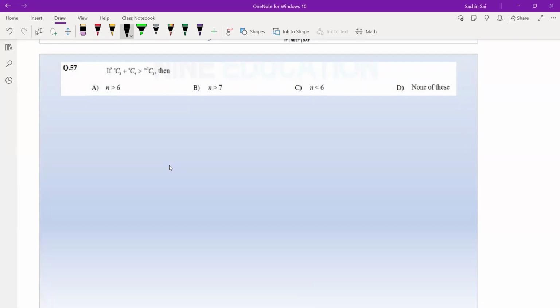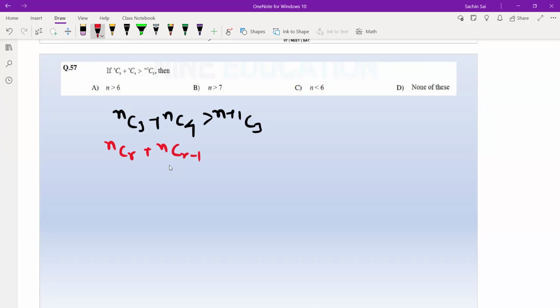Question 57, NC3 plus NC4 is greater than n plus 1C3. So I have NC3 plus NC4 greater than n plus 1C3, right? Now what do you notice here? The left-hand side is of the form NCR plus NCR minus 1, right? And what is NCR plus NCR minus 1? It is n plus 1 CR, right? Which means the left-hand side, that is NC4 plus NC3, can be written as n plus 1 C4 greater than n plus 1 C3, right?